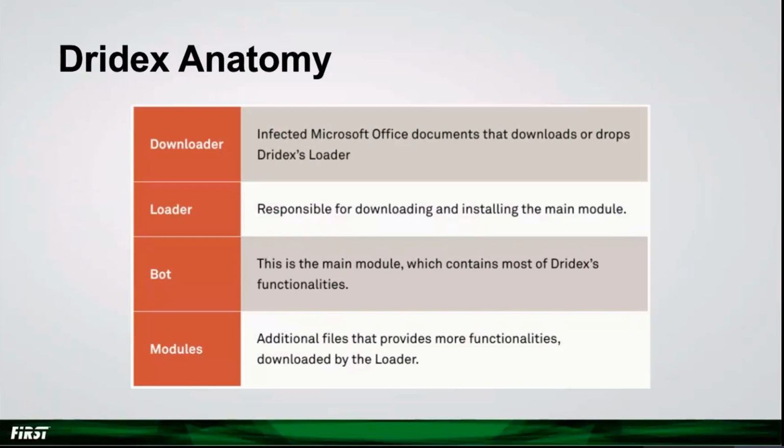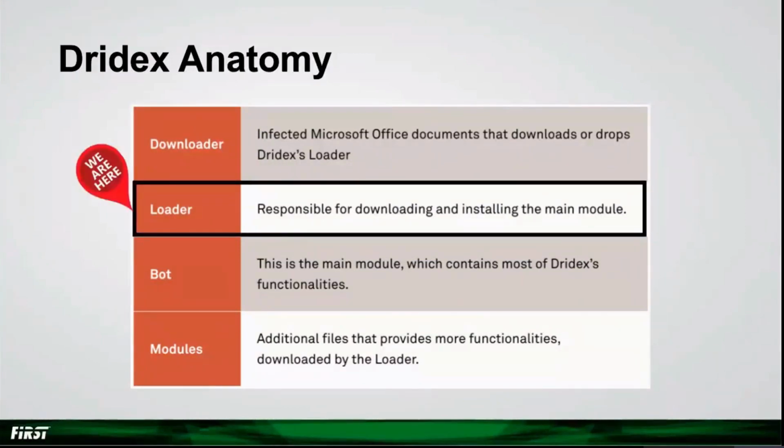All right, so let's take a look at the infection chain. Dridex is usually delivered through an infected Microsoft Office file, which downloads or drops the Dridex loader. The loader is responsible for contacting the C2 server and downloading additional files, such as the main bot and other modules. The bot contains most of the Dridex functionalities, such as the keylogger and the web injections. And as just mentioned, Dridex is modular, which means it can download and execute additional payloads, such as a VNC module, which allows remote access, and a SOCKS proxy module.